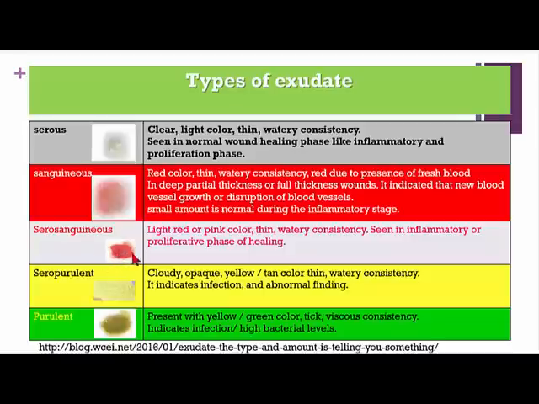Serosanguineous looks light red or pink in color with thin, watery consistency. It is seen in the inflammatory or proliferative phase of healing. Seropurulent is cloudy, opaque, yellow or tan in color with watery consistency. It indicates infection, an abnormal finding. Purulent means present with yellow or green color. It is thick, with viscous consistency, and it indicates infection with a high bacterial level.